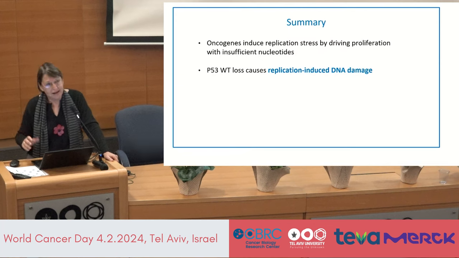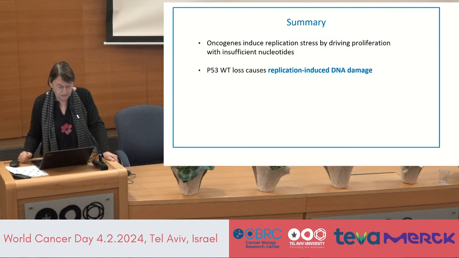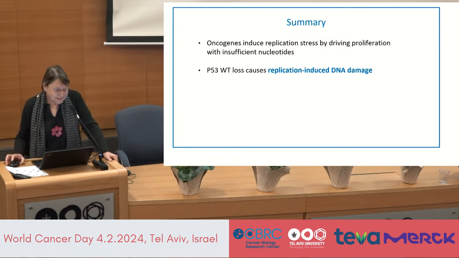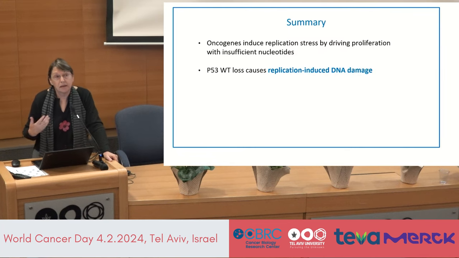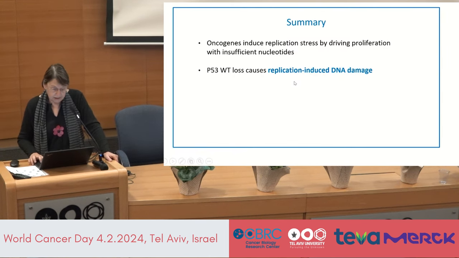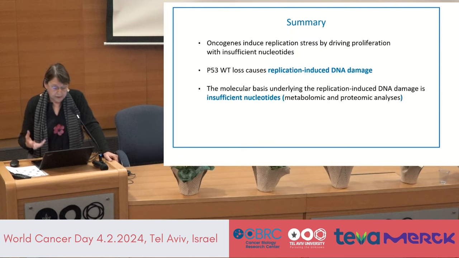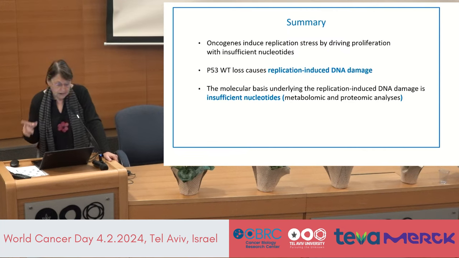At the beginning, I summarized that oncogenes induce replication stress by driving proliferation without sufficient nucleotides. And later, I showed that p53 wild-type loss, either by downregulating it or spontaneously in cells, causes replication-induced DNA damage. And that the molecular basis underlying this is insufficient nucleotides. And now we are trying to understand why loss of p53 is driving insufficient nucleotides.